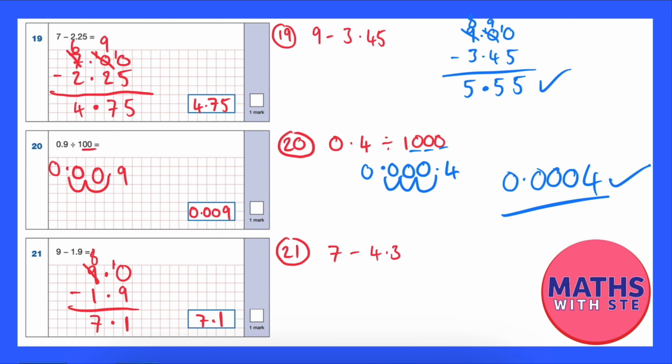Great, and then we've got 7. I'm going to make it 7.0, and take away 4.3. Okay, 0 take away 3, can't do.